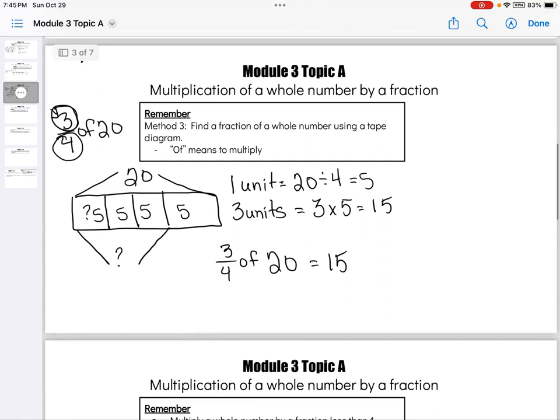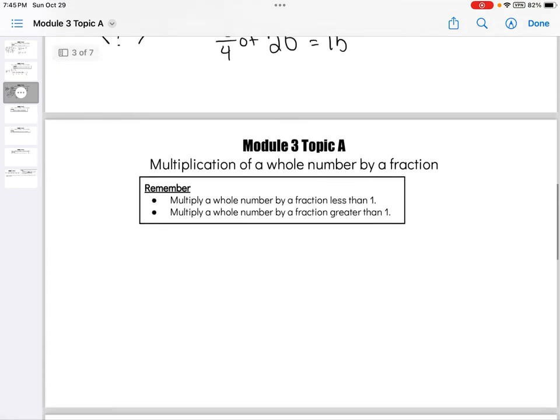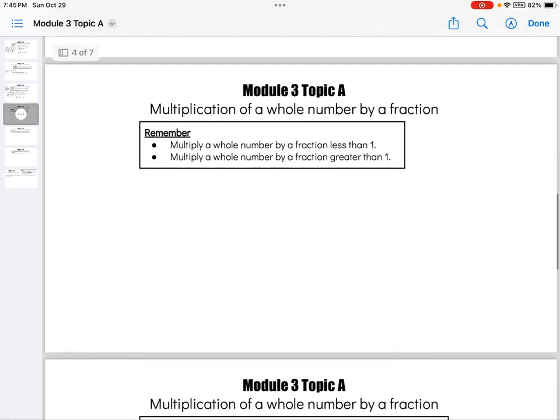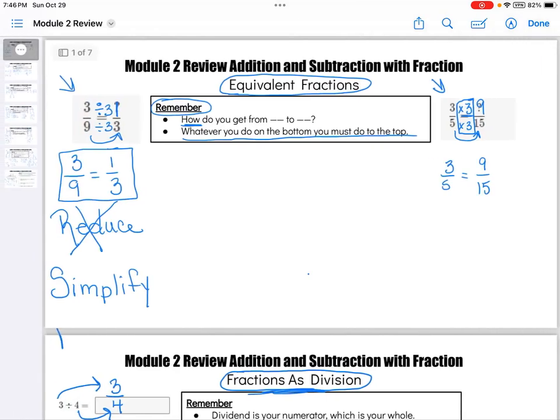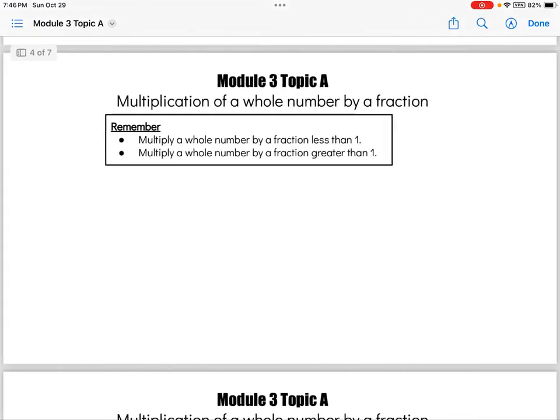Okay, I hope this is starting to help. Students at this point are realizing that the word "of" also means to multiply. So they're going to start seeing a mixture of both the word "of" and the symbol for multiplication. When we use the multiplication symbol, we may have something that looks like 2/3 times 7.